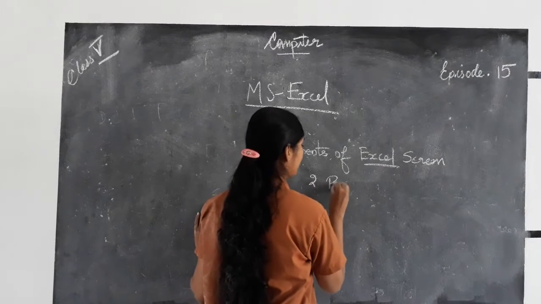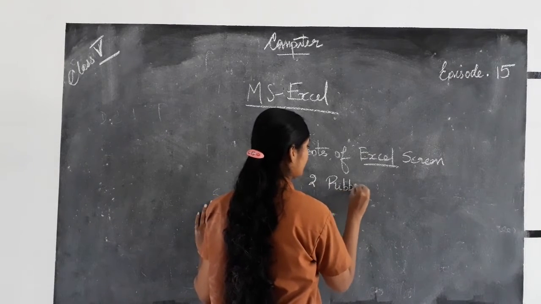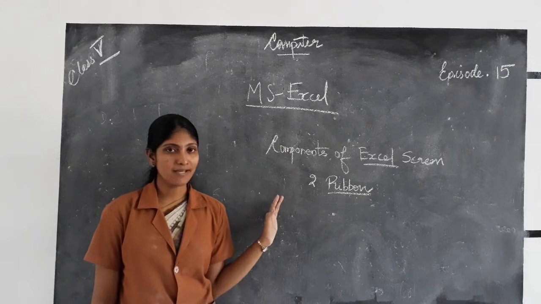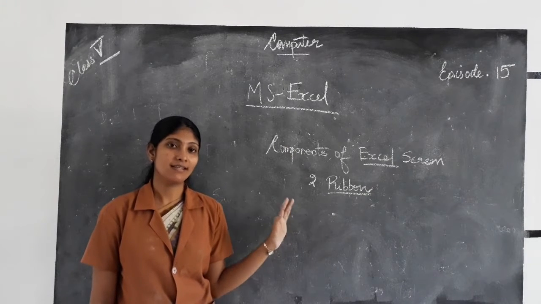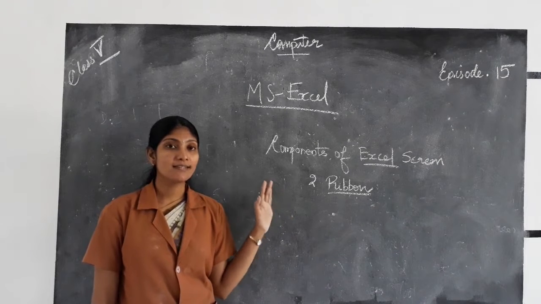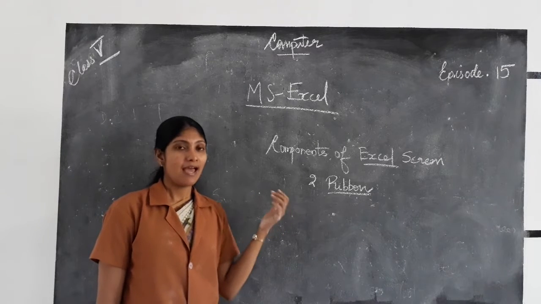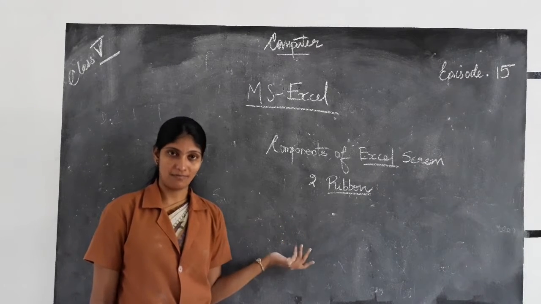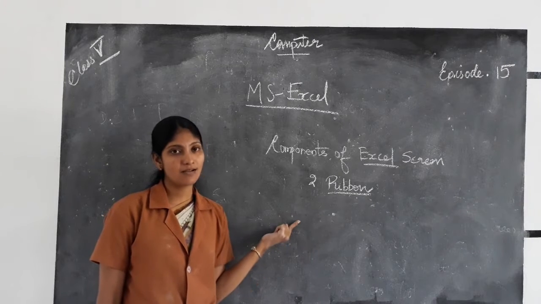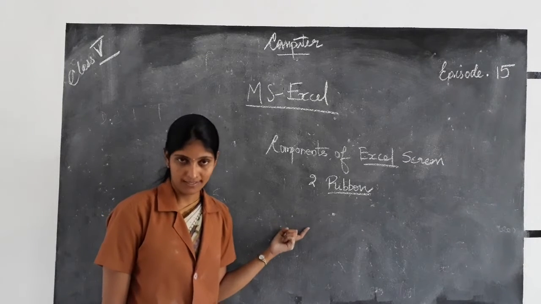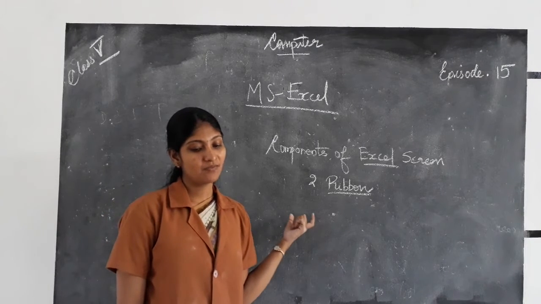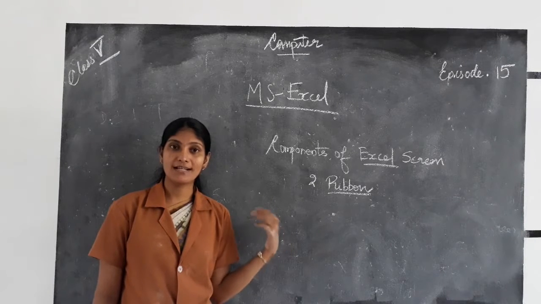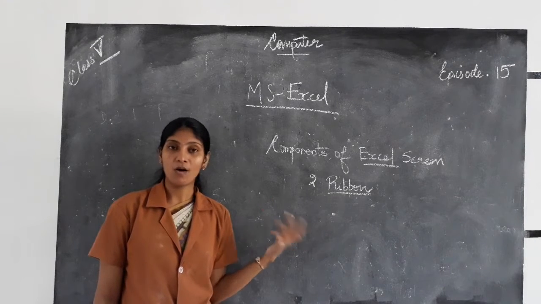Second one, ribbon. Ribbon means it is the central place for performing all the operations. It contains numerous commands, many tabs or tools. Under each tab there are some commands. In the ribbon we can have many tabs, and under each tab there are some buttons or options.